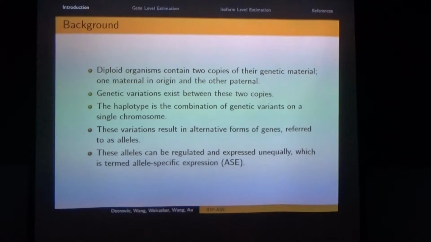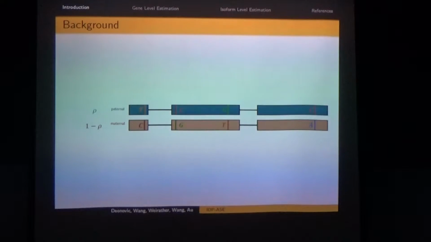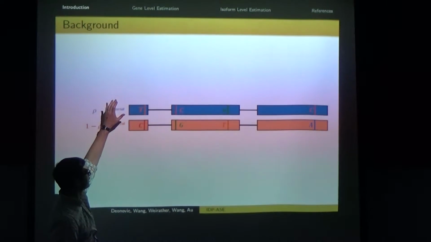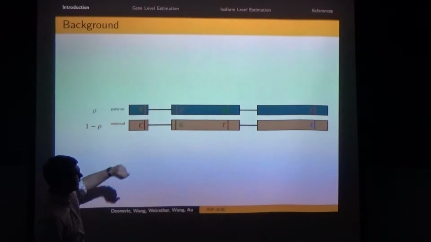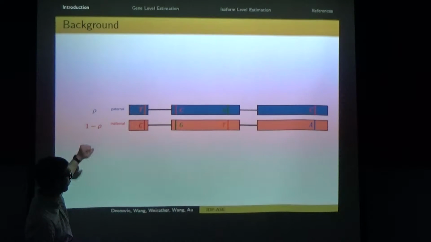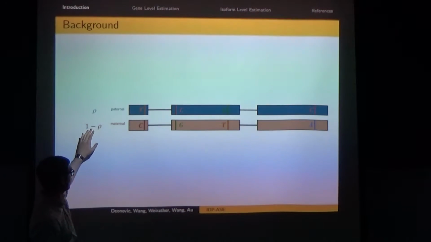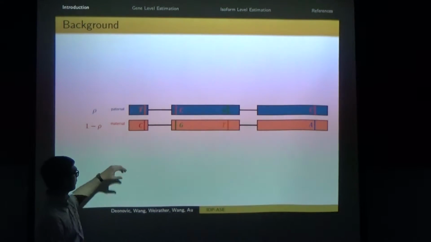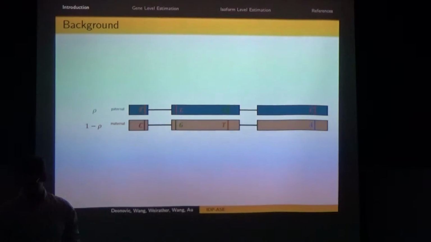Now it turns out that these alleles can be regulated and expressed unequally, which is termed allele-specific expression. And so again, in this schematic, if in the cell there can be a certain proportion of genes that are expressed from this strand, we'll call that proportion rho, for example, and then 1 minus rho proportion would be expressed from this strand.